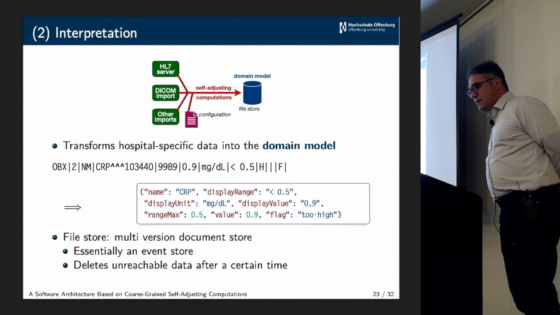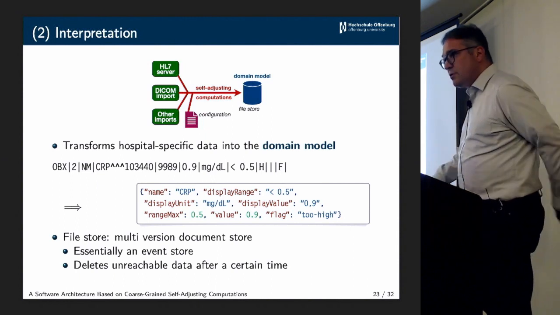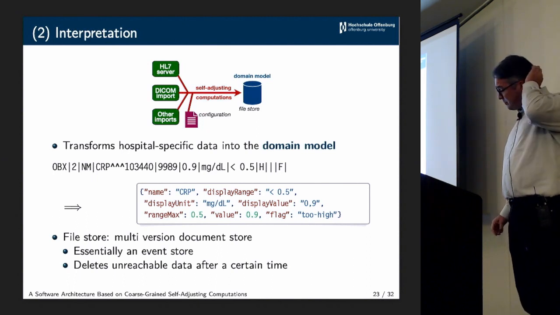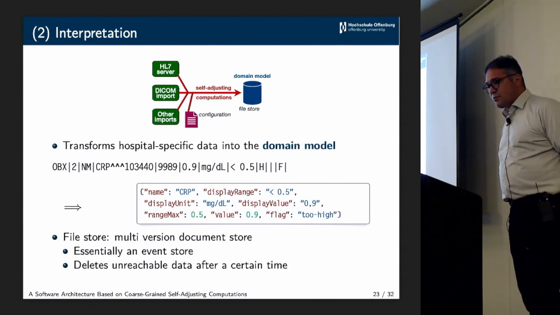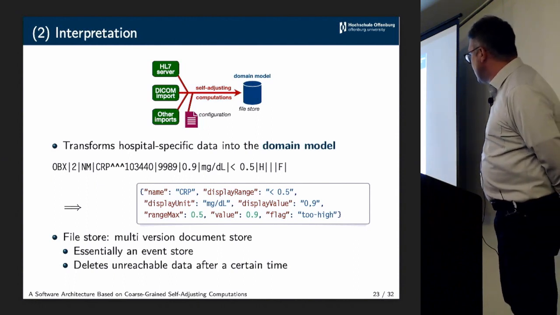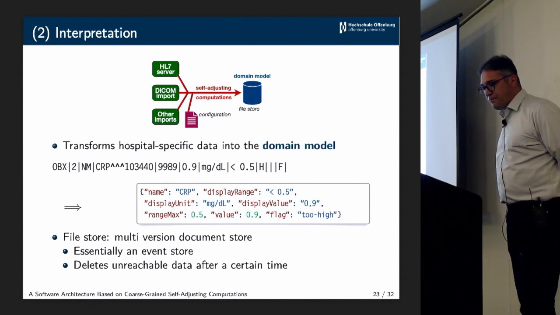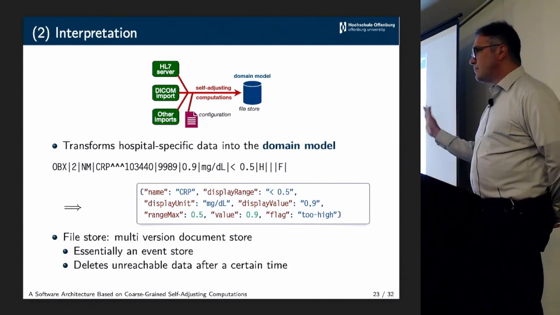The file store is essentially a multi-version document store. It works similar to an event store, or it has certain functionality of an event store, but it deletes unreachable data after a certain amount of time, because otherwise we would simply run out of disk space. Okay, so far so good.